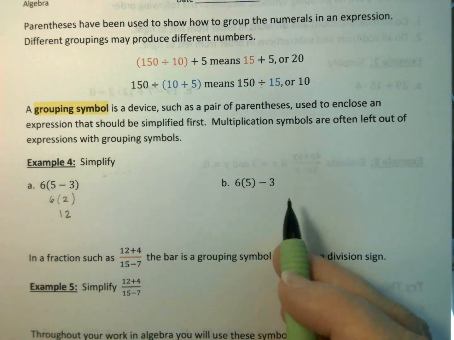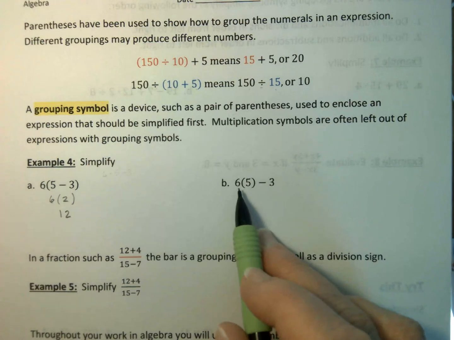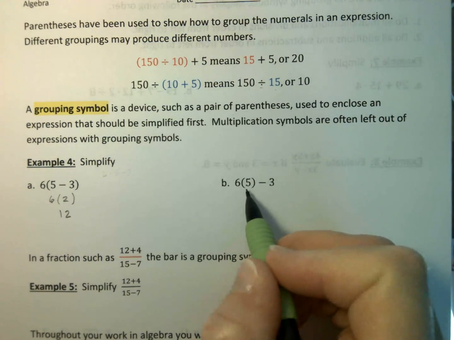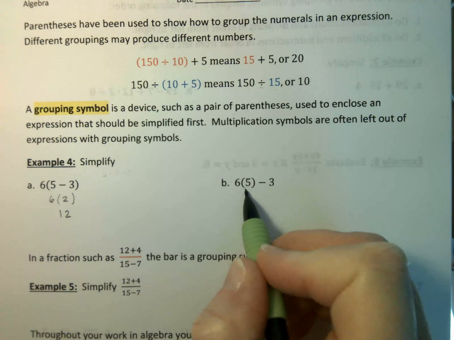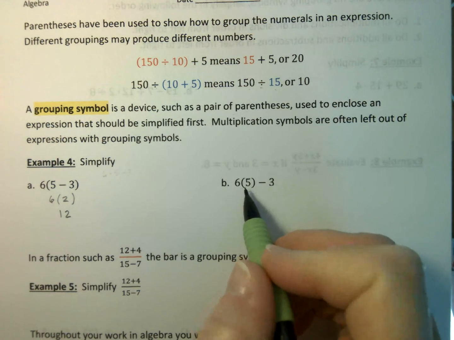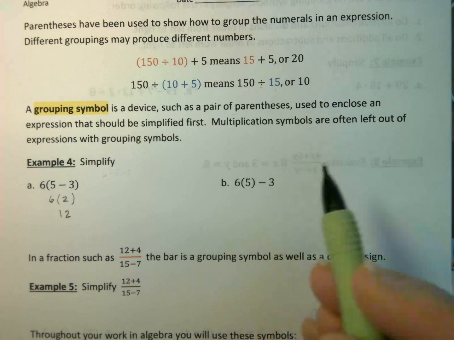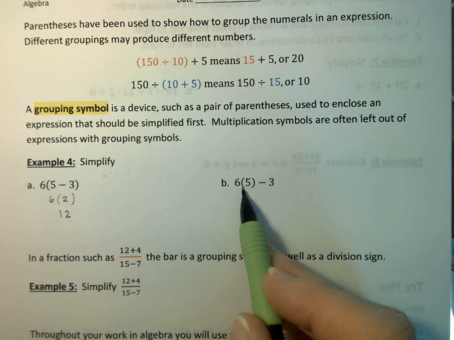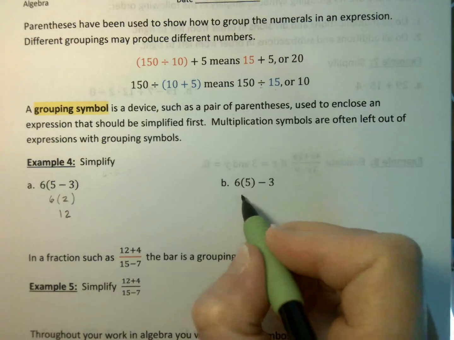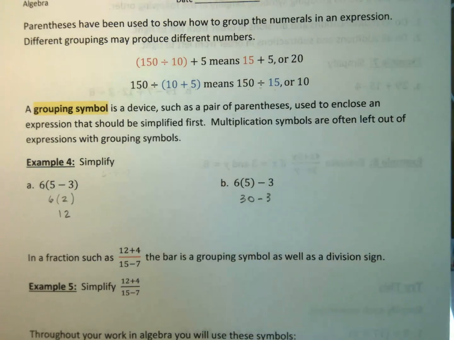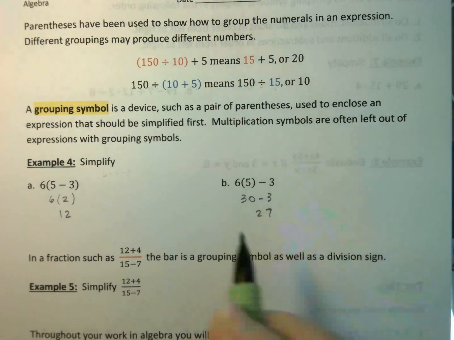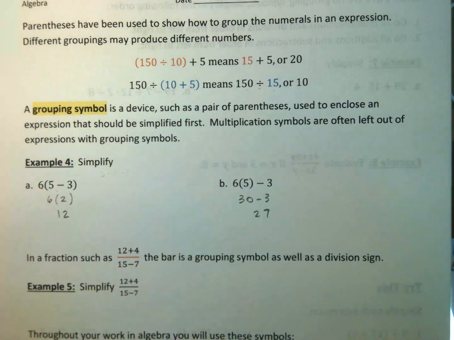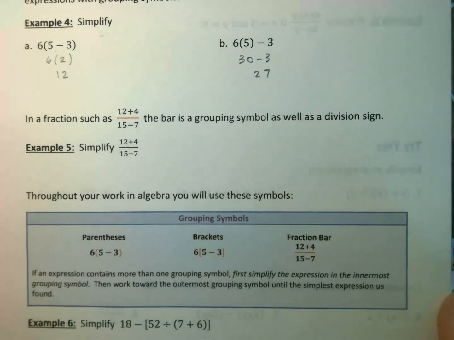Here I have the same numbers, but notice that I've changed the grouping symbols. Now here, the parentheses, because they're only around the 5, really don't count as a grouping symbol. It's really to indicate multiplication. So we wouldn't do this first because of the parentheses. We would do this first because it's multiplication. So 6 times 5 is 30, and then 30 minus 3 is 27. So the same numbers, but the parentheses are in a different place, so it gives us a different answer.